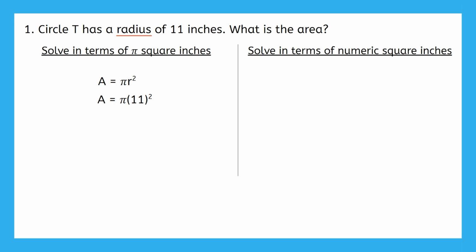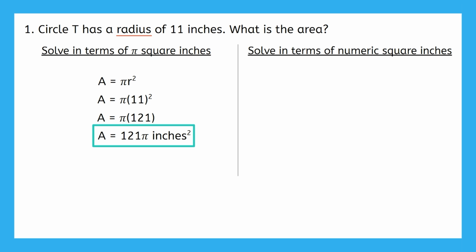Now we have A equals pi times 11 squared. Following the order of operations, we need to simplify the exponent first. What's 11 squared? 121. So now we have A equals pi times 121. If we want our answer in pi square inches, we put the number in front of the pi symbol, so the answer would be A equals 121 pi inches squared. Don't forget the unit, even though you have the pi symbol.